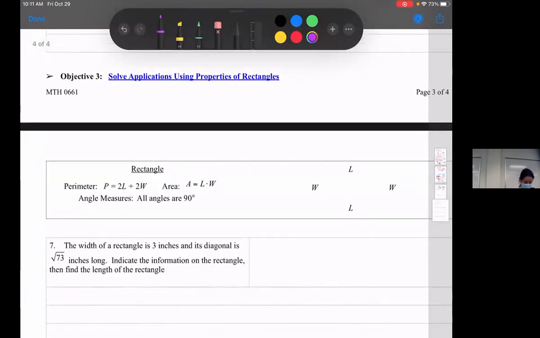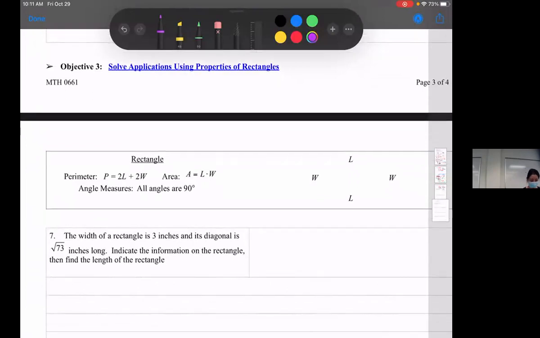Okay, all right. No problem. All right, rectangles. So let me draw the rectangle. The perimeter is the sum of all sides. So I'm going to start from here and then go clockwise. So the perimeter is L plus W plus L plus W, the sum of all sides. How many L do I have here? 2, so that'll be 2L. How many W? 2 also. So that's how you have perimeter equals 2L plus 2W.